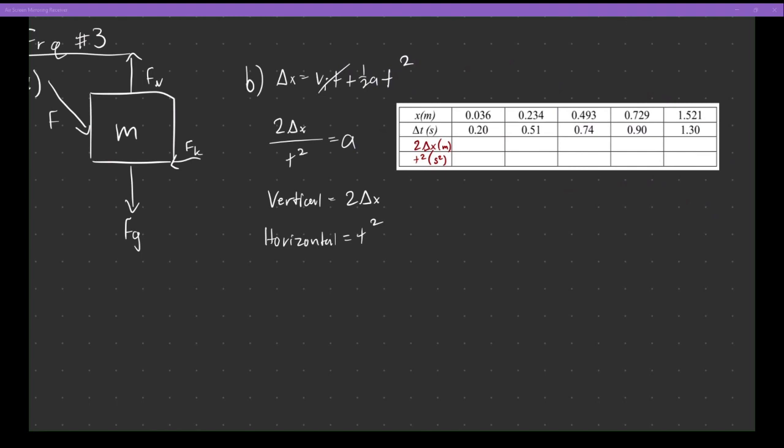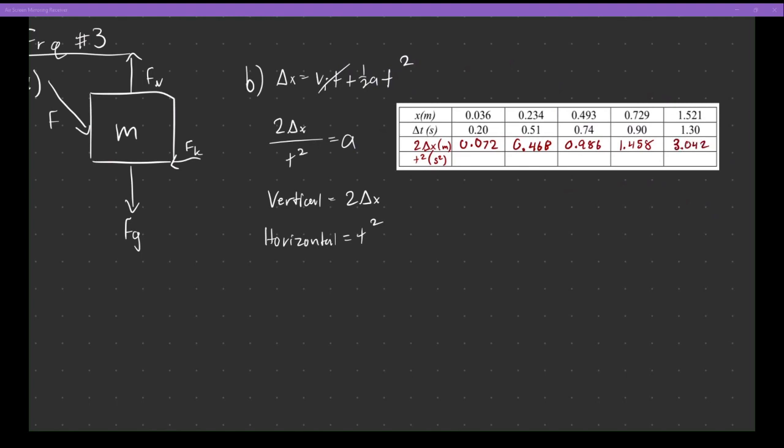So for the first data, 0.036 times 2 is 0.072. 0.234 times 2 is 0.468. 0.493 times 2 is 0.986. 0.729 times 2 is 1.458. And then 1.521 times 2 is 3.042.